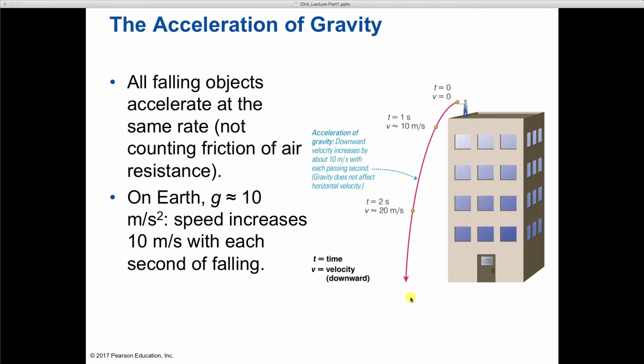But as long as it's falling, and as long as we can ignore air resistance, the acceleration due to gravity will make the object's speed increase by 10 meters per second every second. Roughly 10. It's closer to actually 9.8, but 10 is a good enough number for us.